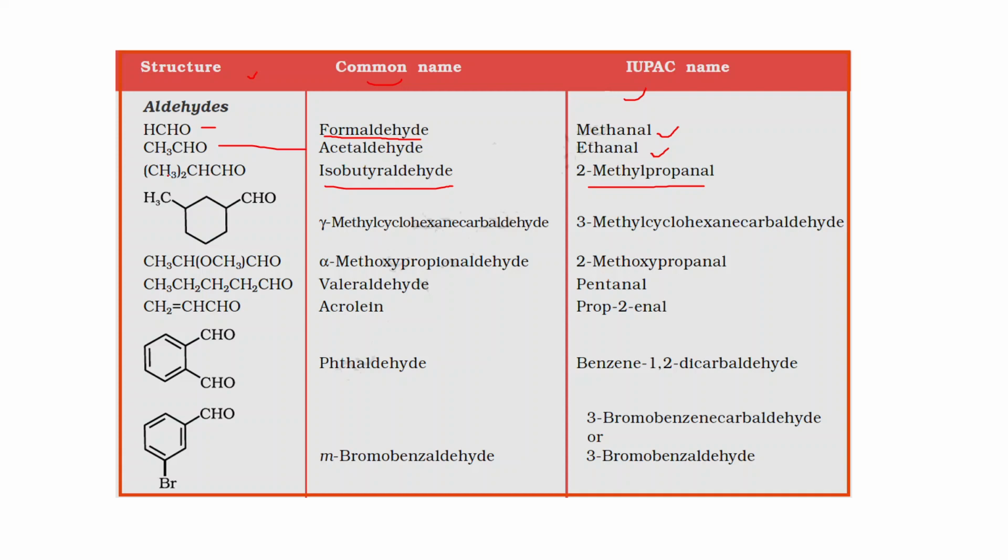I think it is easy. To this carbon, 2 methyl groups are attached. That's why this is 1, this is 2, and one of the methyl groups is 3, and on the second carbon atom another methyl group is attached. That's why this is 2-methylpropanol.